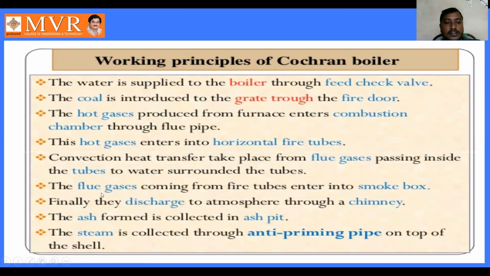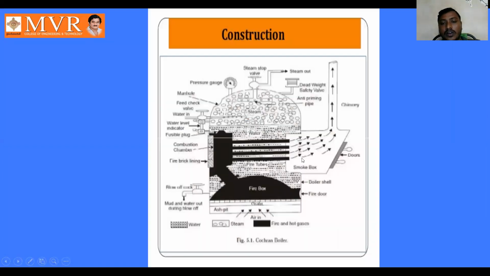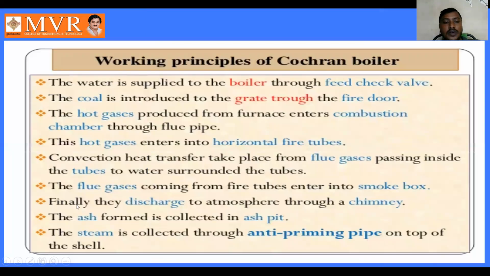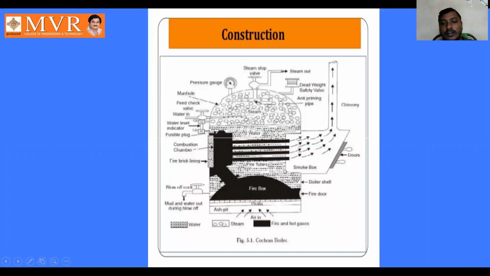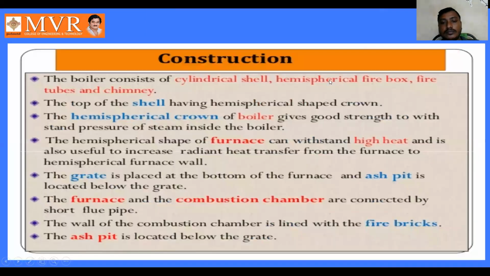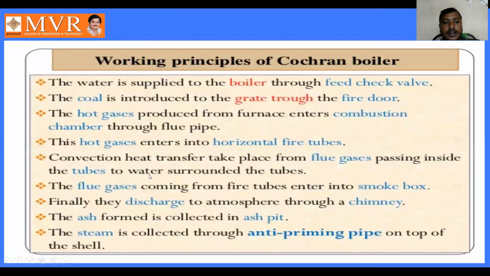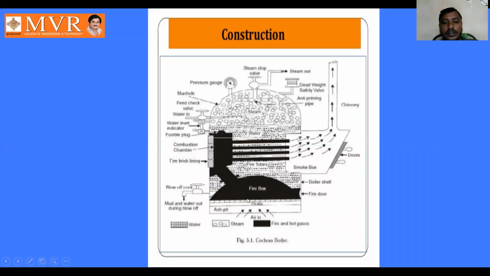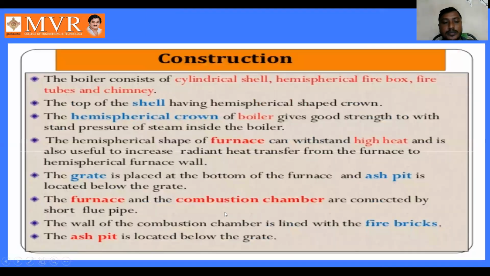The flue gases come off from the fire tubes and enter the smoke box. The flue gases coming out from the horizontal tubes enter the smoke box. Finally, they discharge to the atmosphere through a chimney. And the ash formed is collected in the ash pit. The ash which falls from the grate is collected by this ash pit.